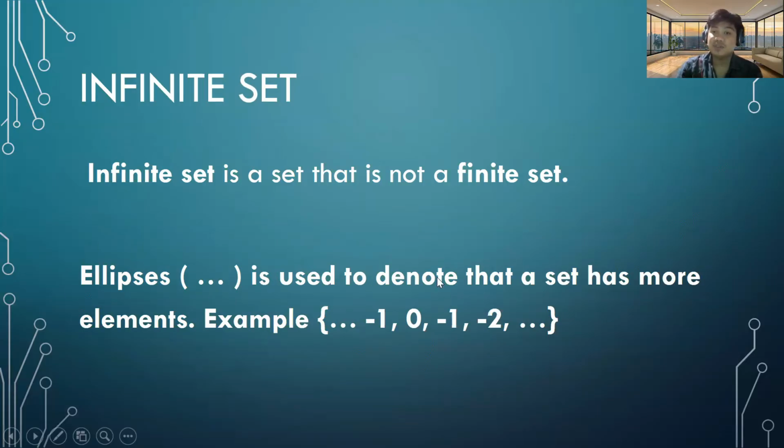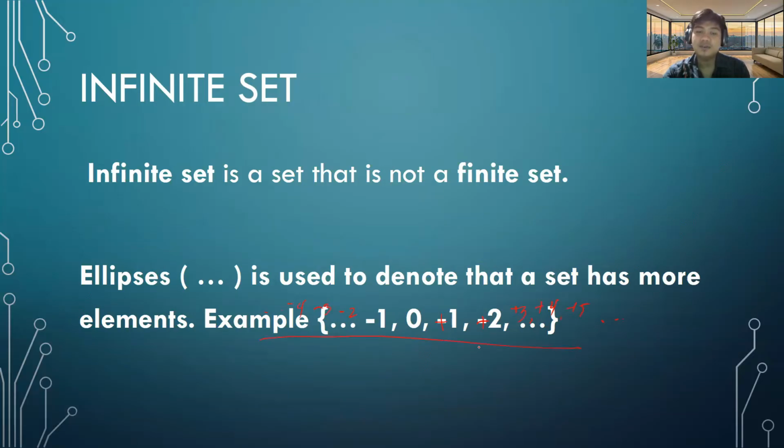So this is used to denote that the set has more elements. For example, we have dot, dot, dot, or the ellipsis, -1, 0, 1, and 2. So this is positive 1, positive 2. Basically, this will continue -2, -3, -4, and so on. And the same is true with this, +3, +4, +5, and so on.